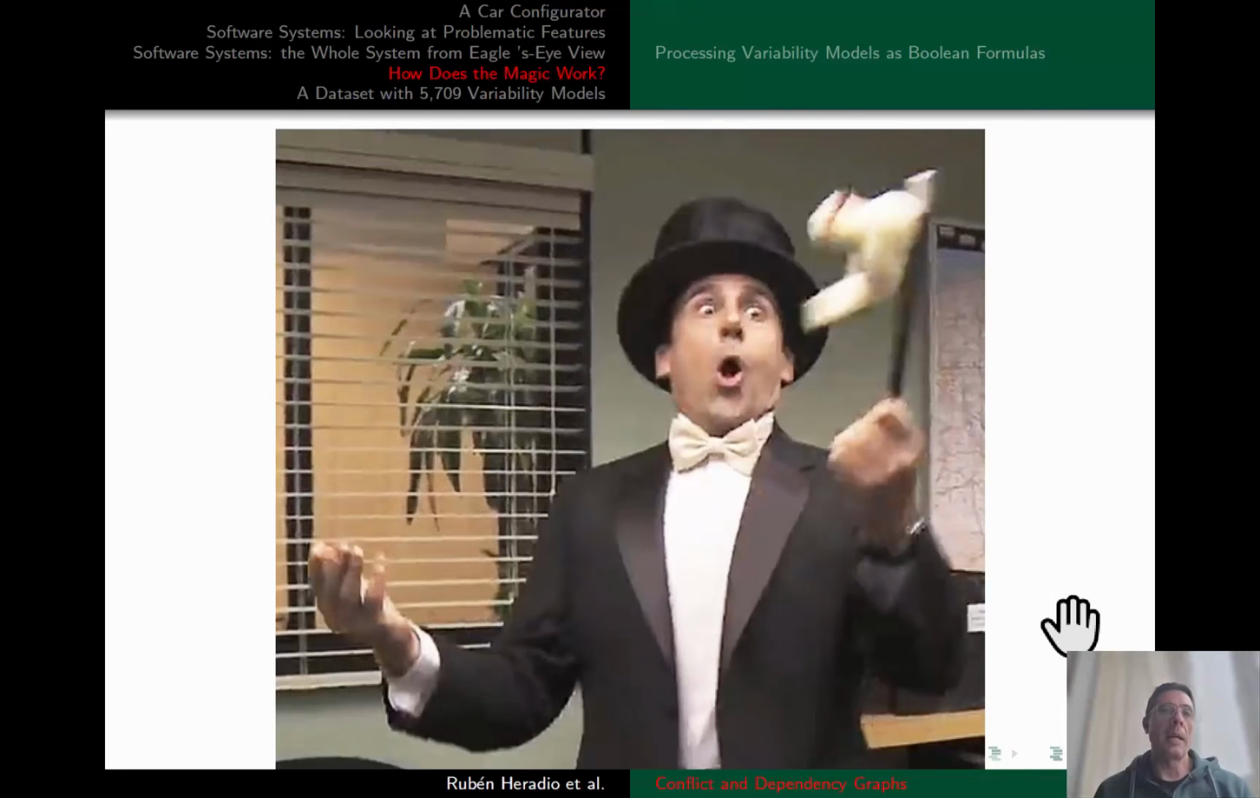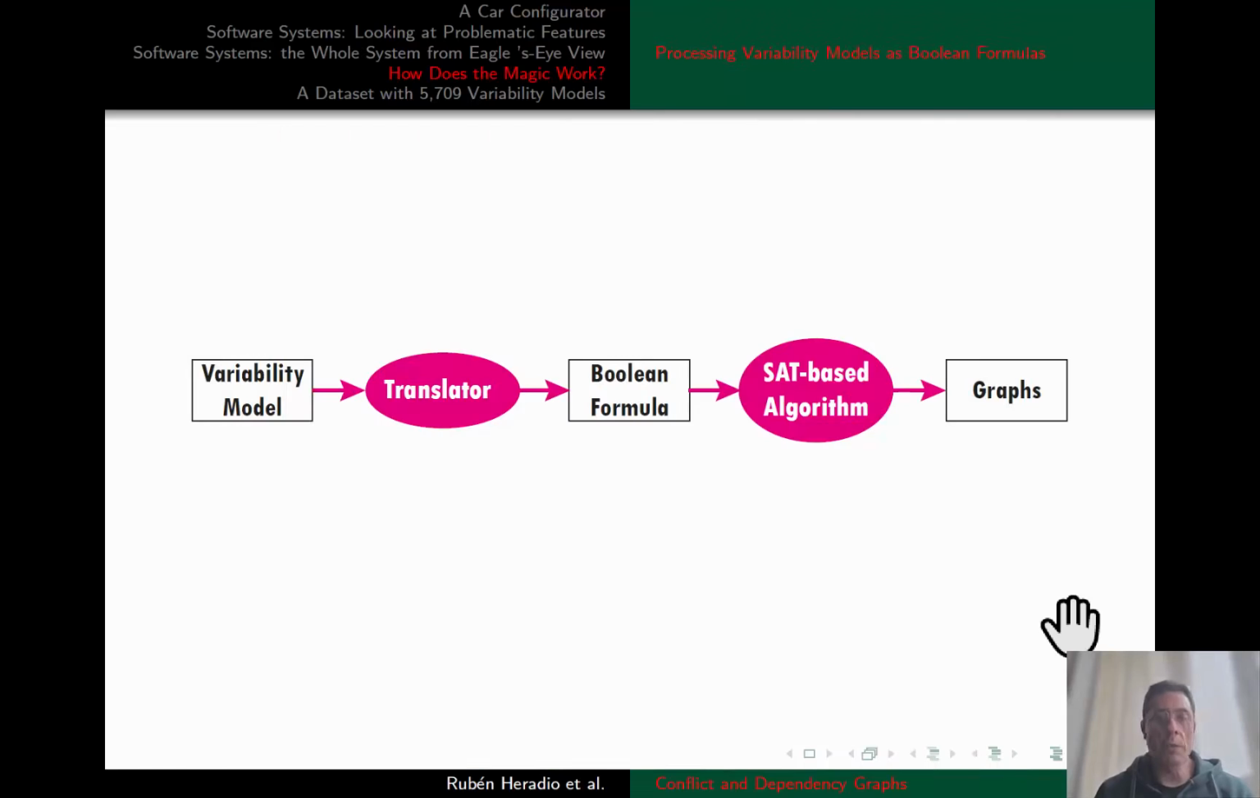Well, how does our magic work? I'm not going into the details, but basically we have developed a tool which takes a variability model, translates it into a Boolean formula, and using such technology, it extracts the graphs and the lists of dead and core features.